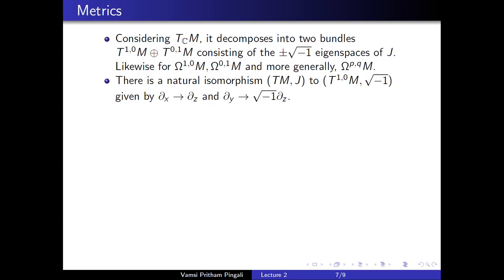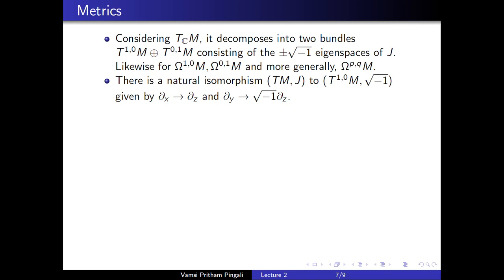Suppose you take any real vector space of dimension 2n with an almost complex structure. Take our favorite vector space R2 with its obvious almost complex structure. I told you that you can complexify it and get C2, extend J complex linearly, and C2 breaks up into C direct sum C like this, plus minus square root of minus 1 eigenspaces. So this one is a complex vector bundle. This one is also a complex vector bundle. Why? Because J is the almost complex structure. So there are 2 complex vector bundles.